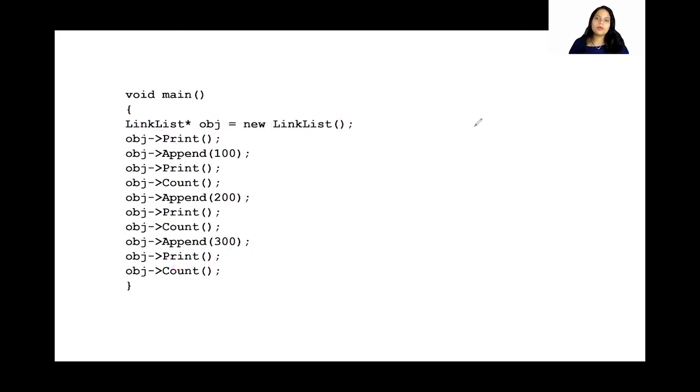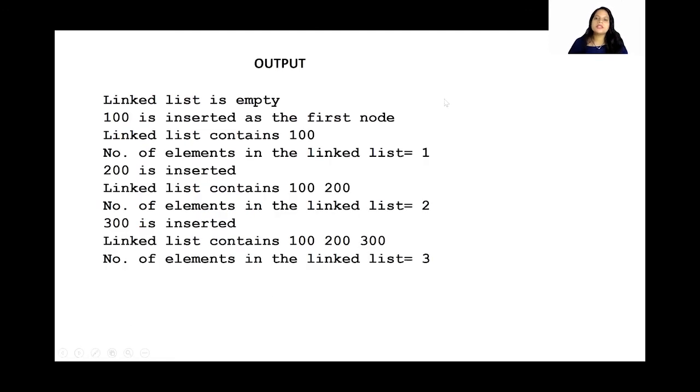The count is going to be 3 nodes, right? This is quite a big program and it is very important for you to understand this. I hope this is clear to you all, right? So see the output here. This is exactly how the statements are. First, it is going to be linked list is empty. When we print, initially it is going to be empty. Then we are appending 100. So the statement it is going to be is 100 is inserted as a first node. This is when we call the append function, this is when we call the print function, and this is when we call the count function.